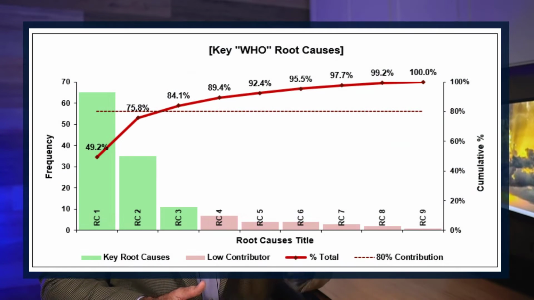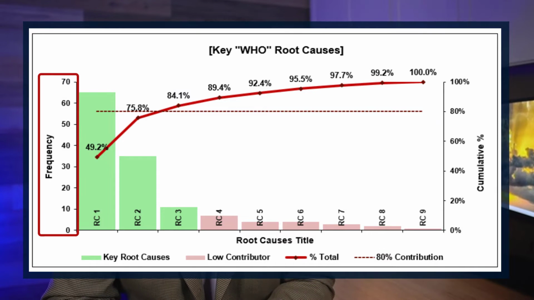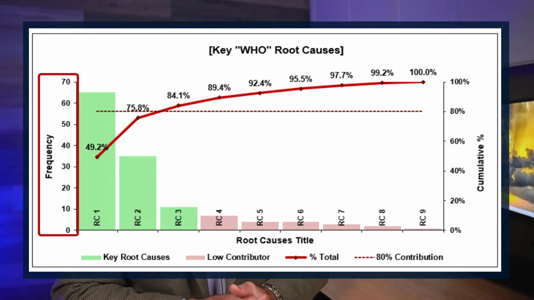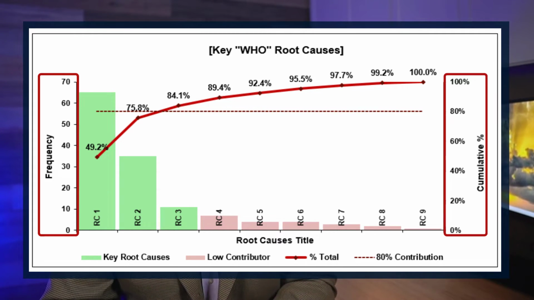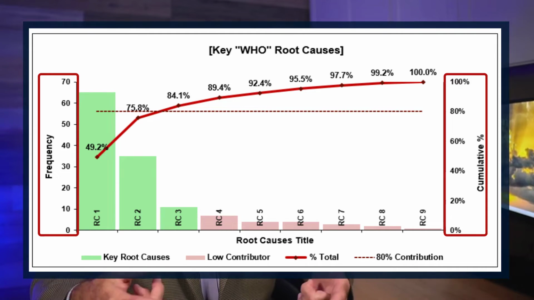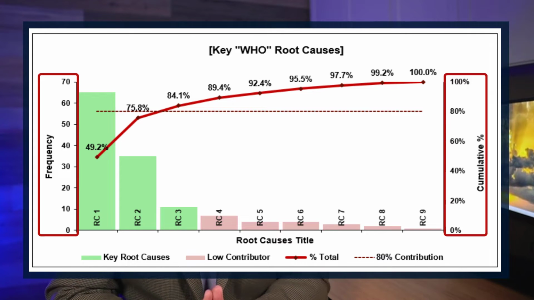Now, a Pareto chart is created from an Excel document. It includes both a left and right vertical axis. The left axis is the frequency of occurrences, or the total number of times an individual root cause contributed to the problem, and that's represented by a bar. The right axis is the percent each individual root cause contributed to the problem, and it's represented by a line on the Pareto chart.